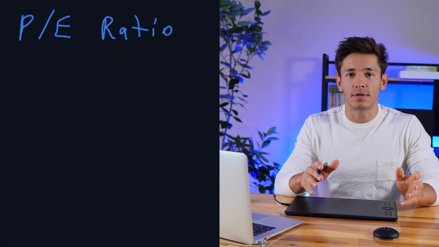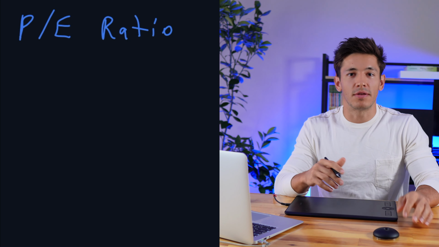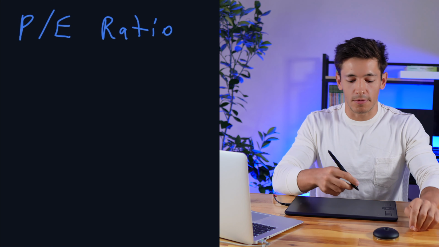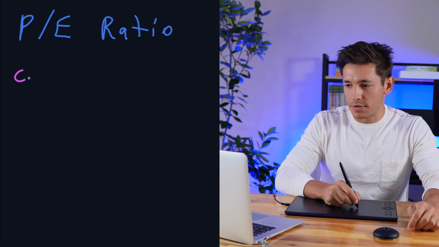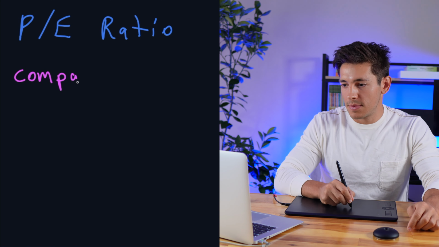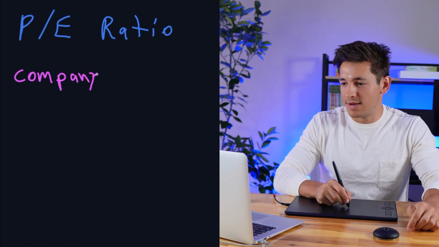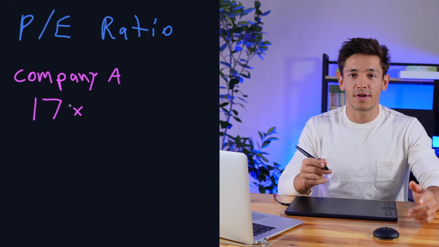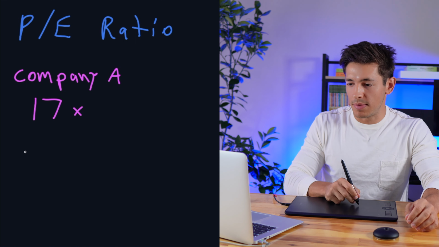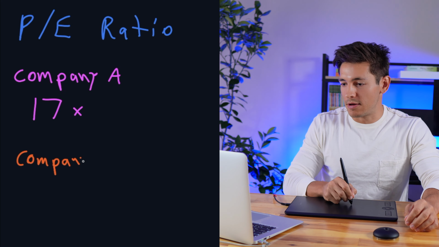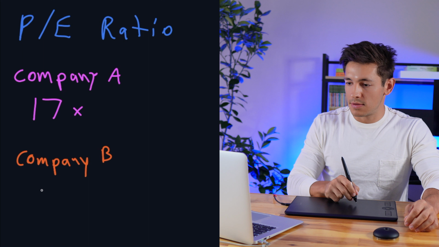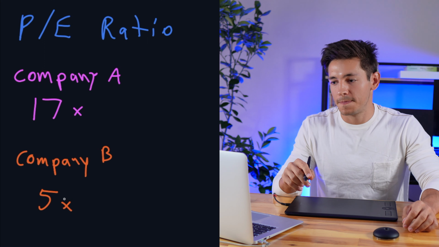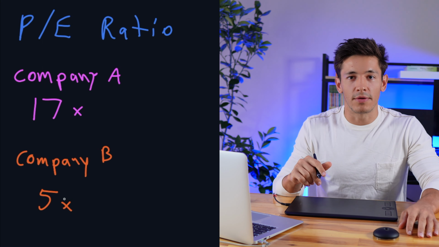All right, let's look at a really simplified example from an investor's perspective so we can get a better sense of how to use the PE ratio. So let's say I give you two choices and you have to buy one of these stocks. I give you company A, and it has a PE ratio of 17 times. And then I give you company B, and company B is less highly valued, and it has a PE ratio of 5 times. And so which one of these would you rather buy?